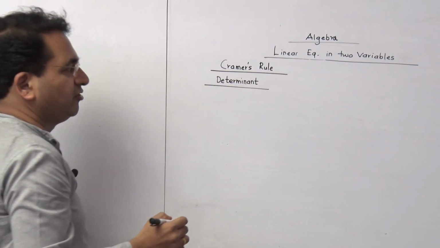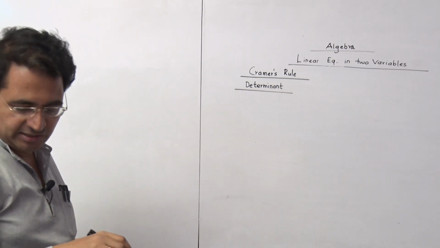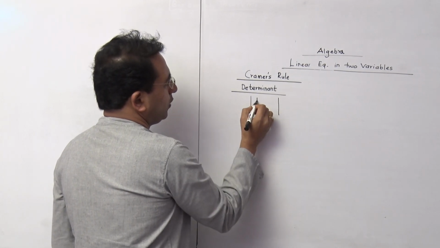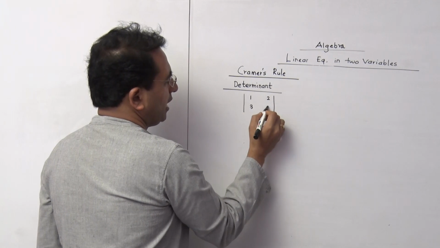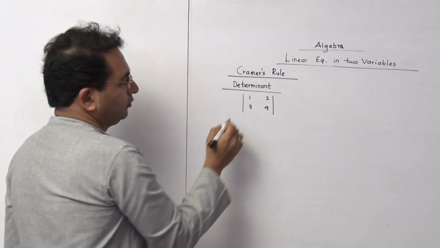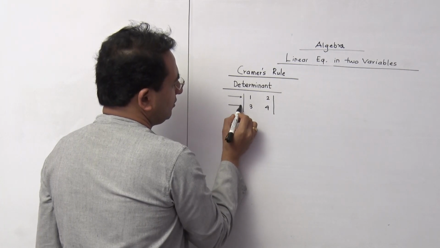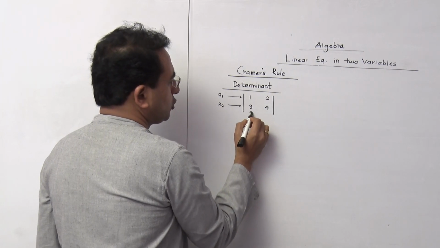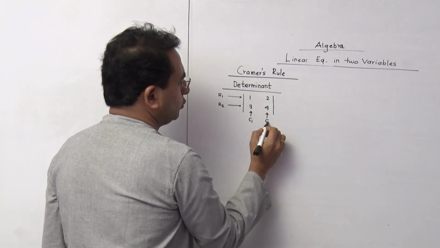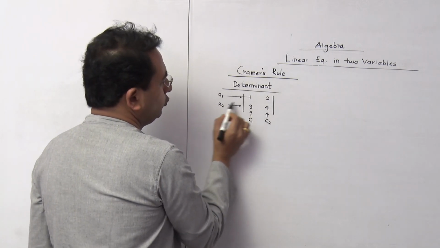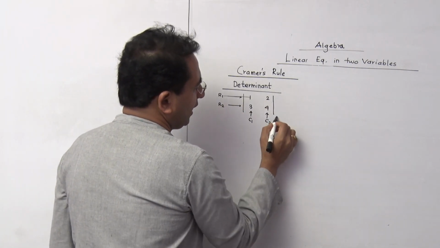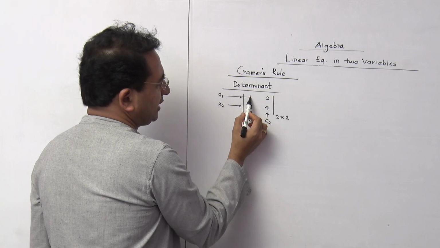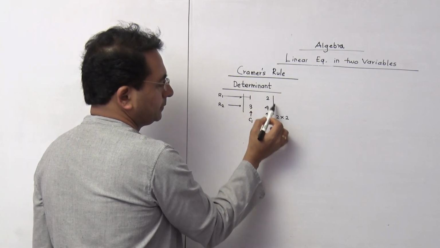A determinant is nothing but an arrangement of elements between two vertical lines. Let us take this one: 1, 2, 3 and 4. This is row number 1 and row number 2, and this is column number 1 and column number 2. So there are 2 rows and 2 columns, and we write 2 by 2. 2 twos are 4, therefore there are 4 elements in this determinant.